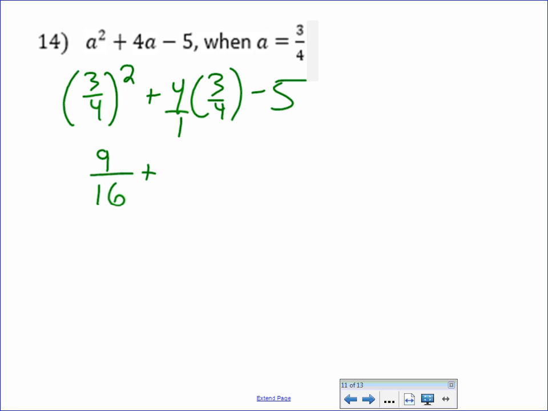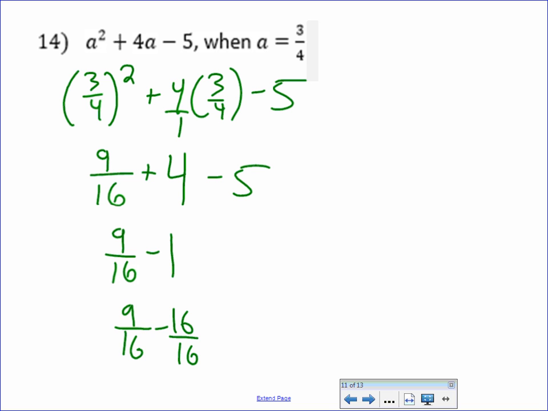Here, when you multiply across the top and the bottom, you will get 12 over 4, which cancels down into 3, minus 5, and this is going to be 9/16. And here, minus 1. Oh, I don't know what happened to the smartboard there. I apologize. We'll try that again. Which is going to be 9/16 minus 16 over 16, which will give me negative 7/16.